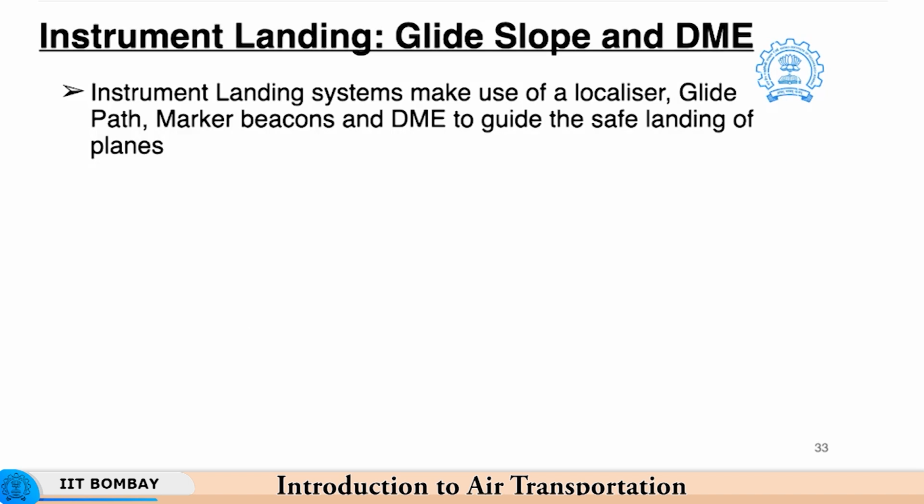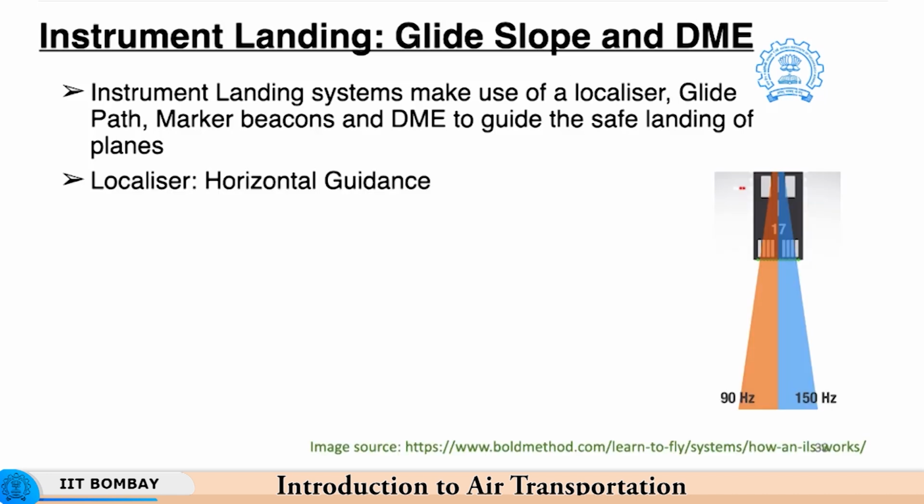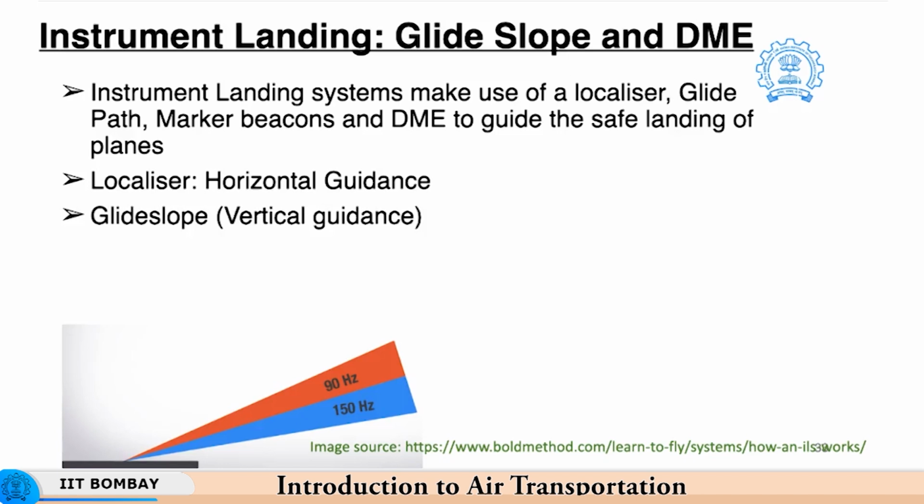This type of system, which makes use of instruments to carry out the landing, is called the ILS, the instrument landing system. These ILS systems make use of many equipments like the localizer, glide path, marker beacons, and DME to guide the safe landing of planes. The localizer provides horizontal guidance to the aircraft with respect to the approach leg, whereas the glide slope provides vertical guidance to the aircraft.